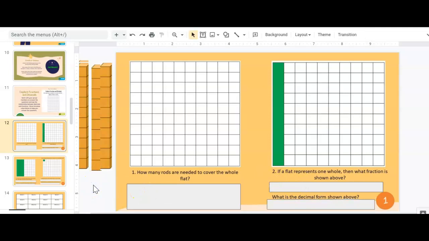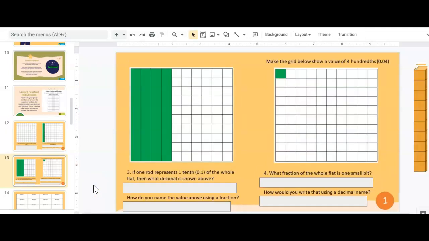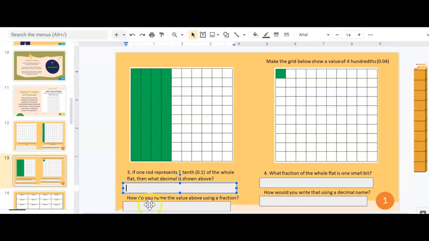All right, and on our next slide, this is number 3. If 1 rod represents 1/10, so if one of these rods represents 1/10 of the whole flat, then what decimal is shown above? So what decimal does this represent? Type your answer in there. And how do you name the value using a fraction?